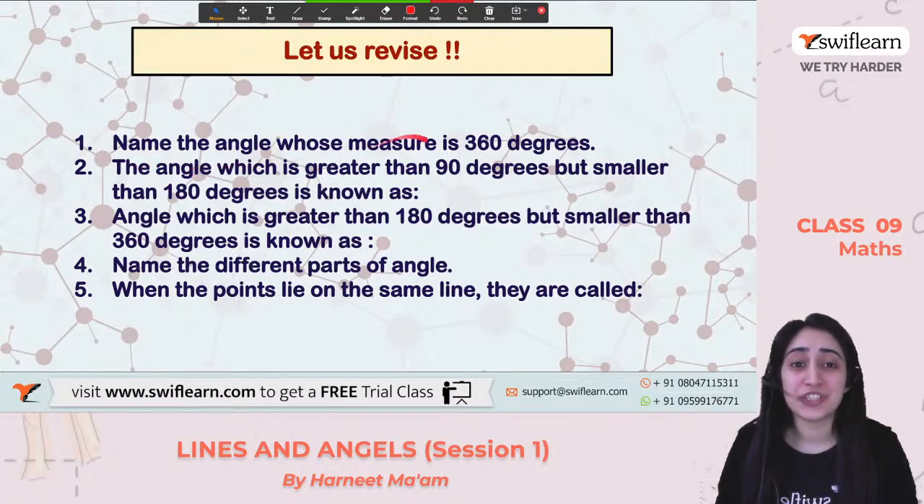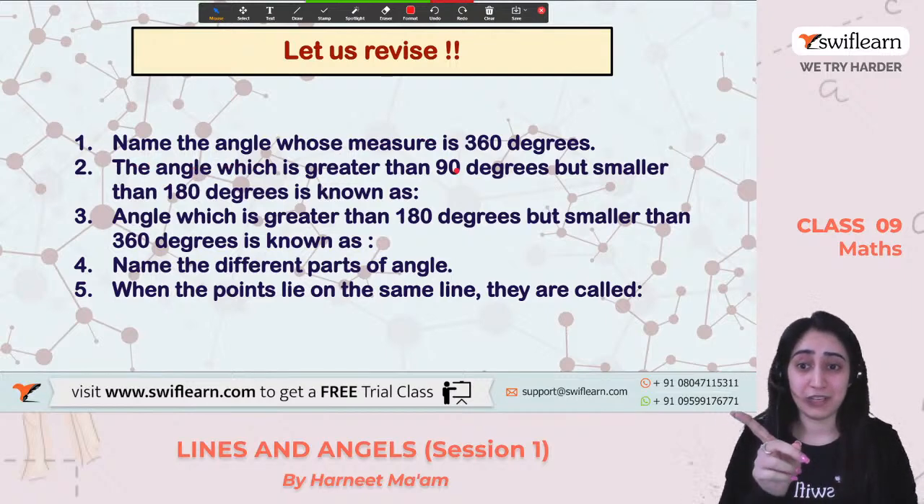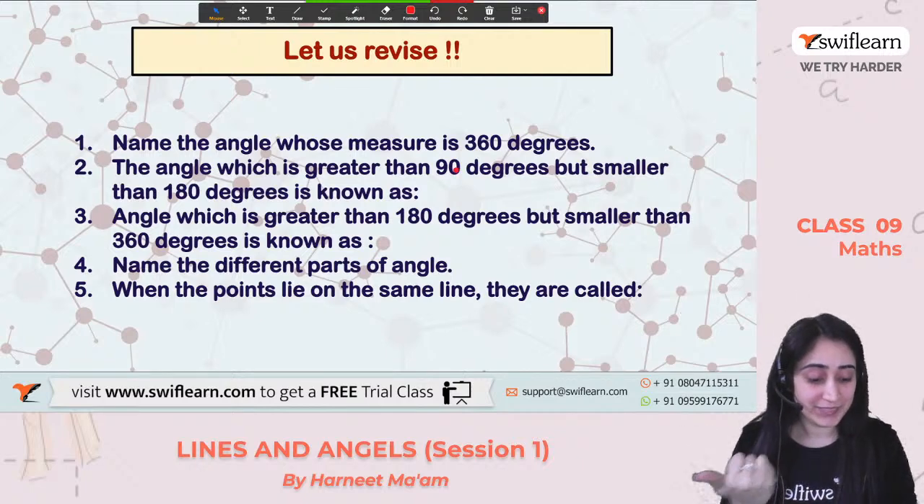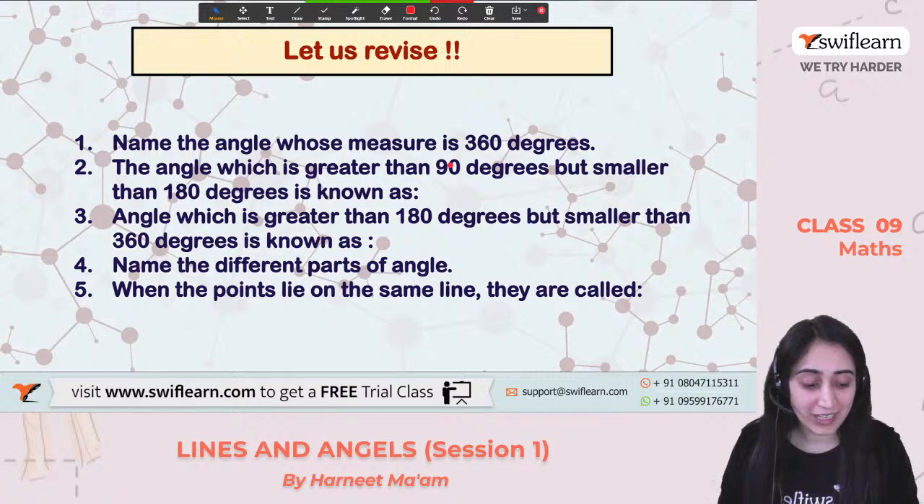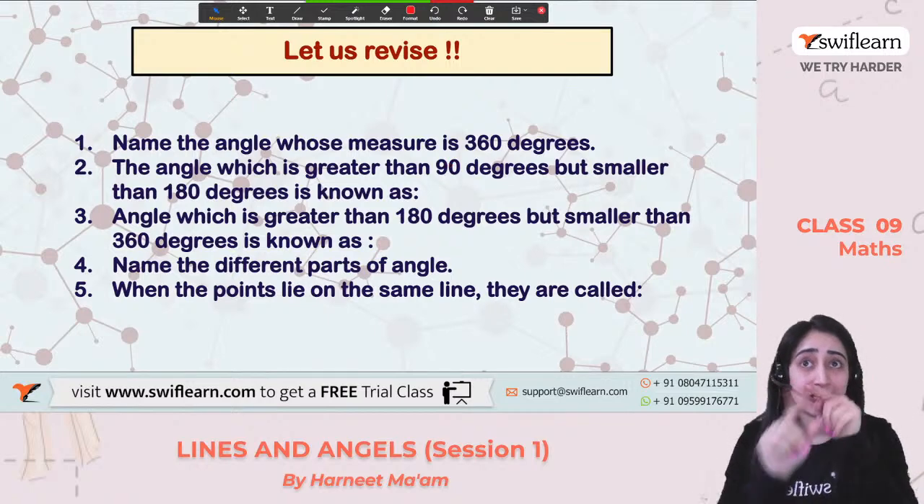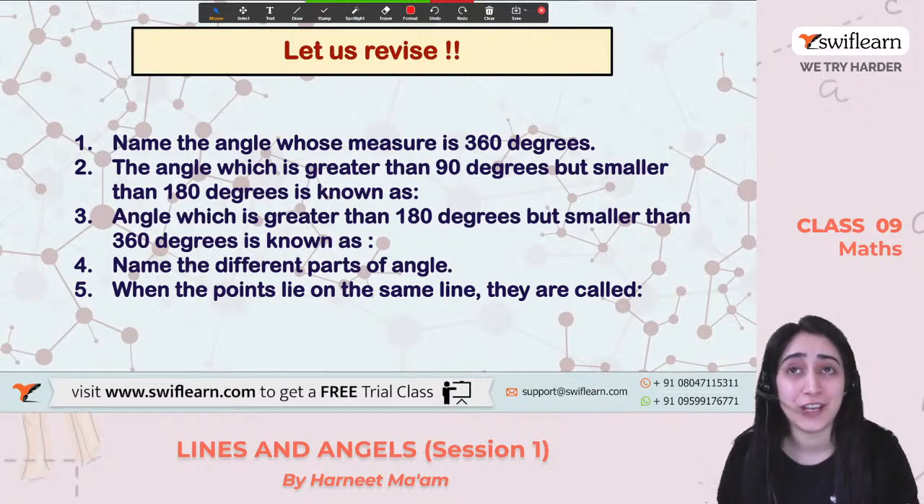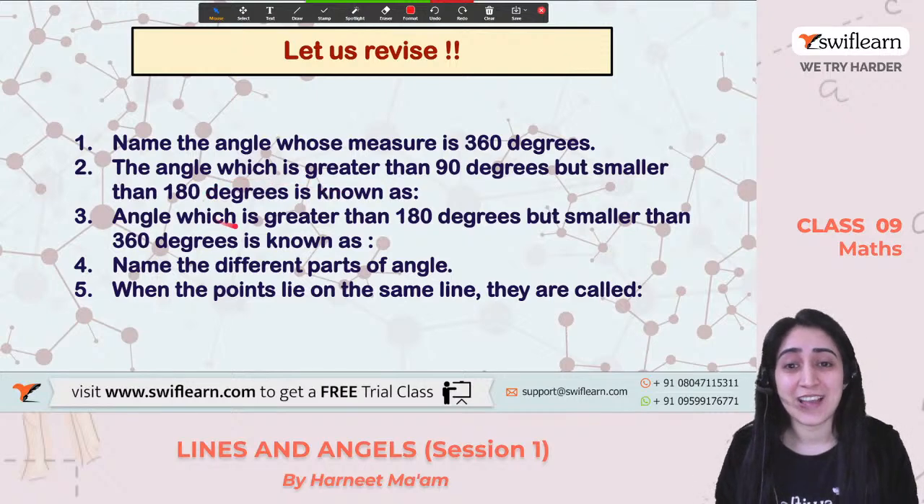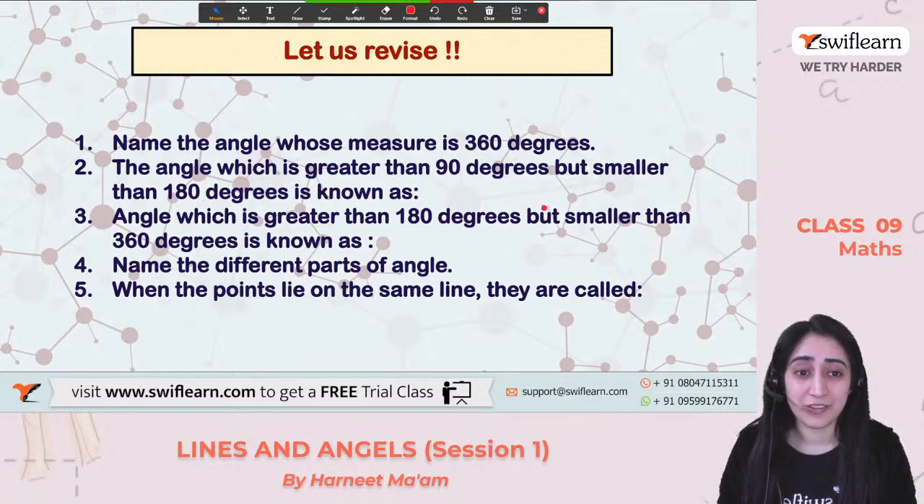Moving on to the second question. The angle which is greater than 90 degrees but less than 180 degrees is known as? Give it quickly. The angle which is greater than 90 degrees, the right angle, but is less than the straight line. What do we call it? We call it a little matured one, right? Obtuse angle. Good.